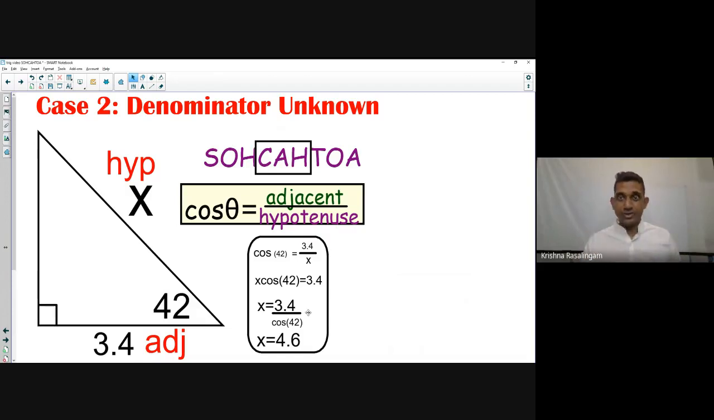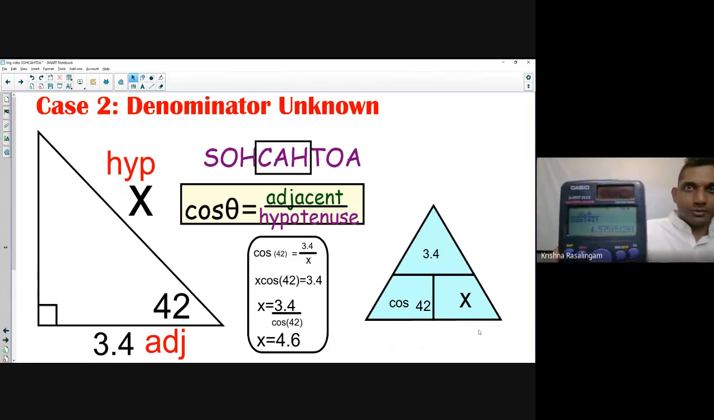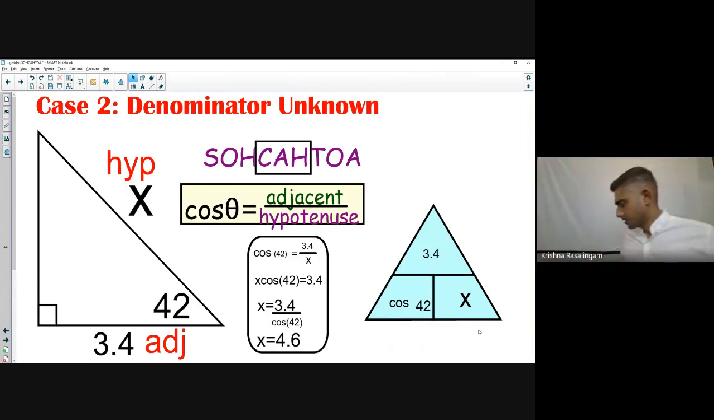Again, if you have problems with your algebra, that's why you're probably on this video, we'll use the formula triangle. This time 3.4 is the adjacent, that's on the top. The trig function's in the bottom left, so cos 42, and x is the unknown. So when we put our thumb over x, we're left with 3.4 over cos 42. We type that in, and we'll get the same answer of 4.6. So that's case two, the denominator was unknown. It could have been the hypotenuse if we're using sine, the hypotenuse if we're using cos, and it would have been the adjacent if we were using the tan function.